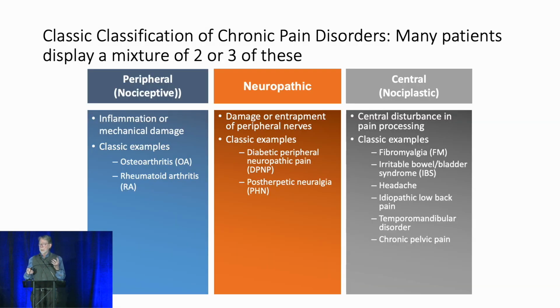The IASP, the International Association for the Study of Pain, has come out with three basic types of buckets that we put pain type into. Peripheral or nociceptive pain, and classic examples of that are osteoarthritis or rheumatoid arthritis; neuropathic pain, where there's actually disease of the nerve itself, such as diabetic peripheral neuropathy; and then central or nociplastic pain, in which there are numerous examples noted here, including what we call fibromyalgia, irritable bowel or irritable bladder syndrome, temporomandibular disorder, and so on.